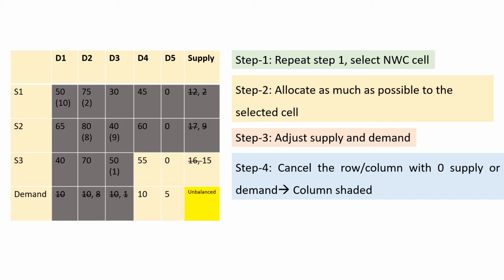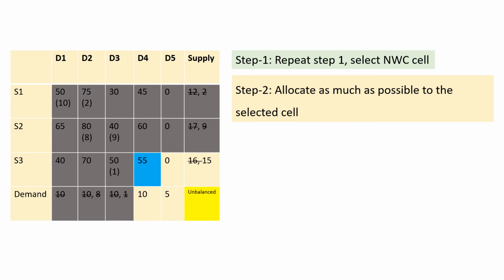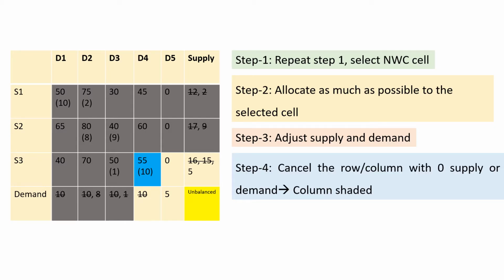And then again we have to repeat this. So let's start from finding the northwest corner cell. The northwest corner cell is 55. In 55 we have to allocate as much as possible, and we have to allocate 10 because 10 is less than 15, and 10 will be cancelled from the demand side, and 15 minus 10, 5 remains in the supply side. So we have to cancel out the column D4 because already the demand is assigned.